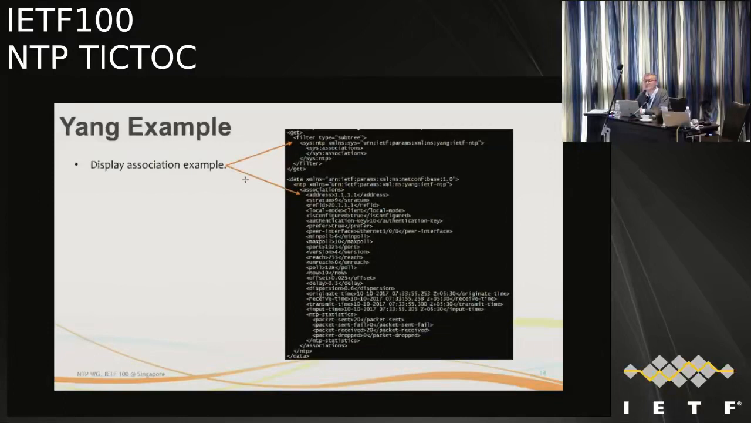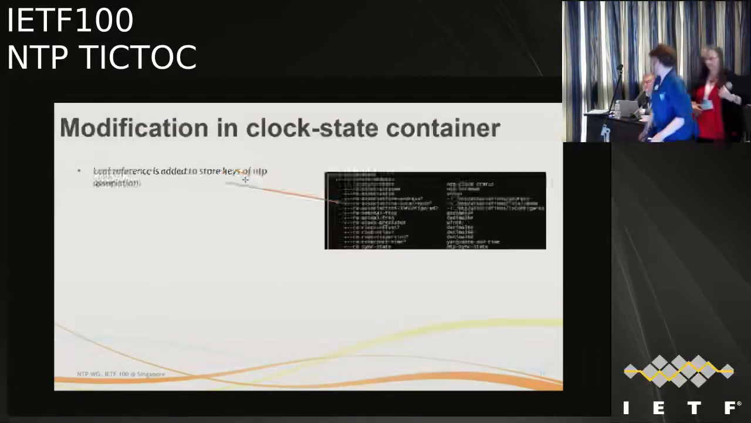Yeah, this is the display association example. So this will display the current associations present for NTP. For each association, it will display the address, the stratum, the reference source of synchronization, and the local mode, whether it is a configured session or a dynamically learned session, along with the NTP statistics. For this particular association, how many packets are sent and received. Can you please go to the next slide?